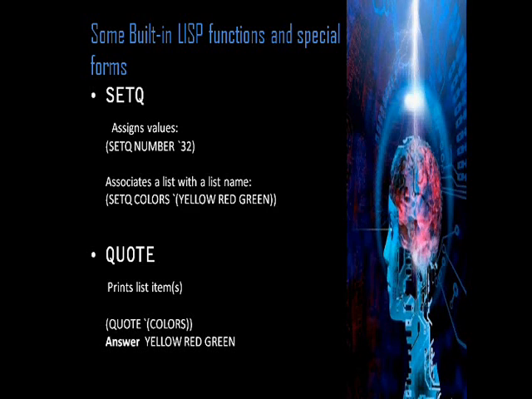Built-in functions and special forms in Lisp. We will now take a broader look at built-in functions and special forms. Depicted below with examples, they are: setq. This function assigns values and associates a list with a list name. Example shown below. The quote function. This function prints the list item or items, as shown in the example below.